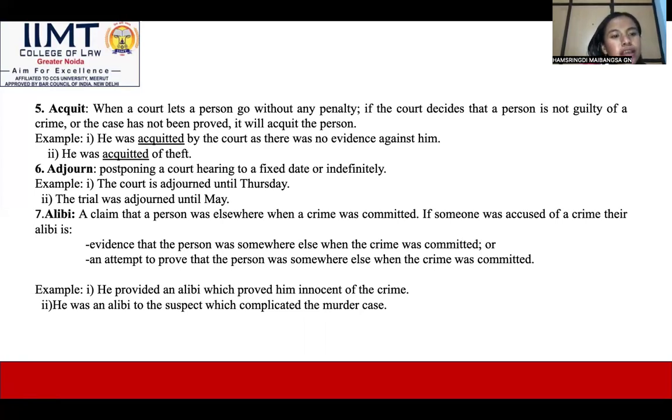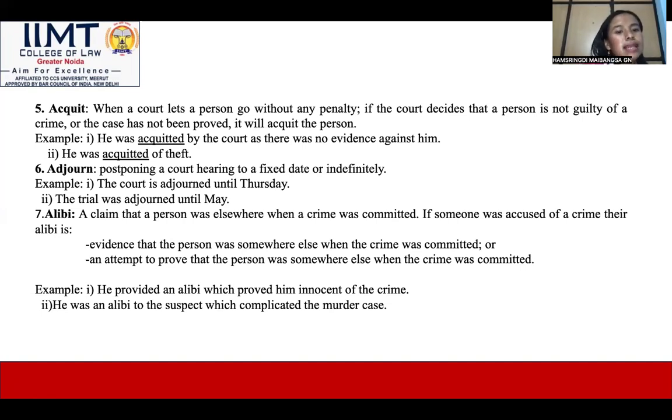The next word is adjourn. It means postponing a court hearing to a fixed date or indefinitely. Here, when we adjourn a meeting or a hearing, we might have a fixed date or a date may not be decided yet.